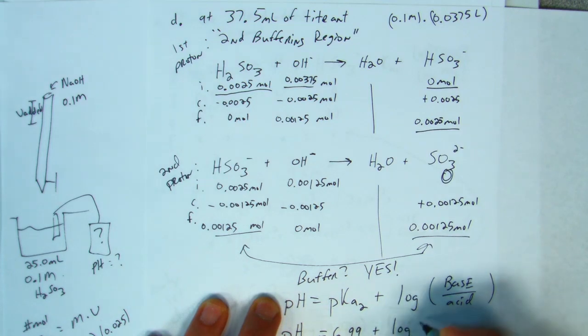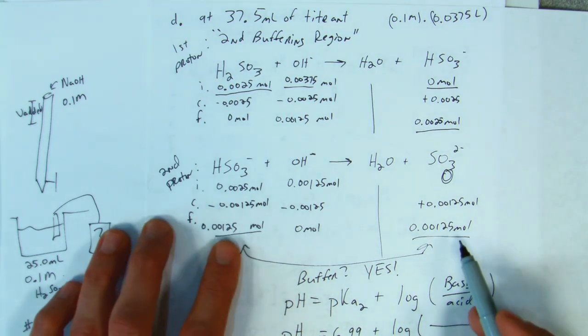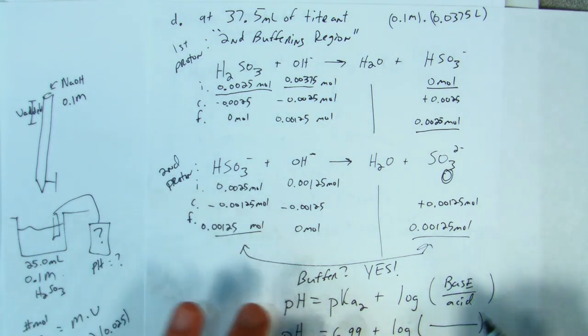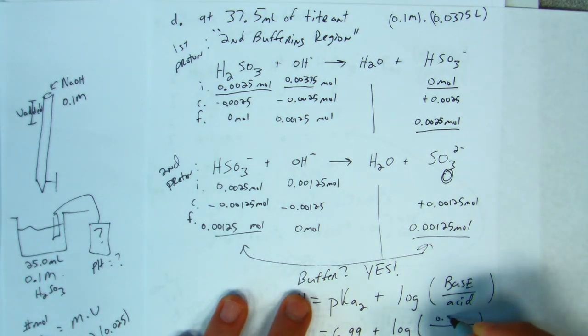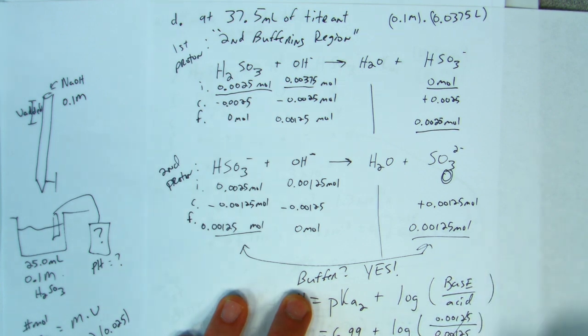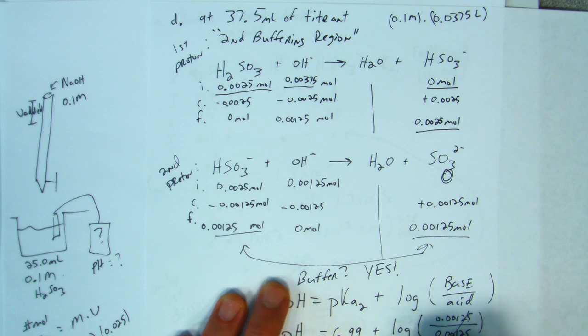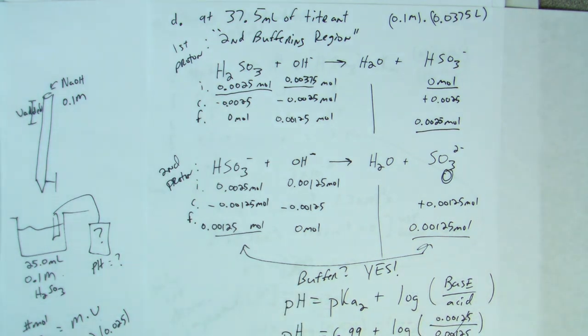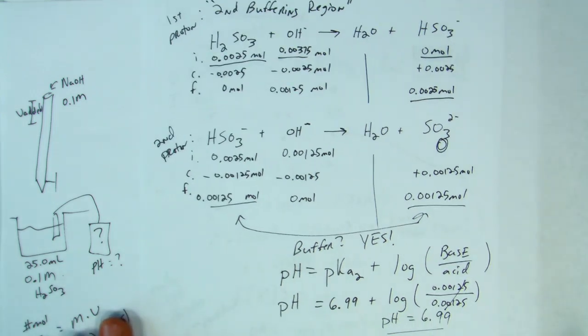All I need to do to solve for this pH is to plug in some concentrations. And remember, since these are in the same volume, I can use moles as a shortcut. So I have 0.00125 divided by 0.00125. Oh look, these two will have the same concentrations, won't they? And earlier we said that the log of 1 is 0. So the pH at this very special point on our curve is pKa2, or 6.99, right about 7.